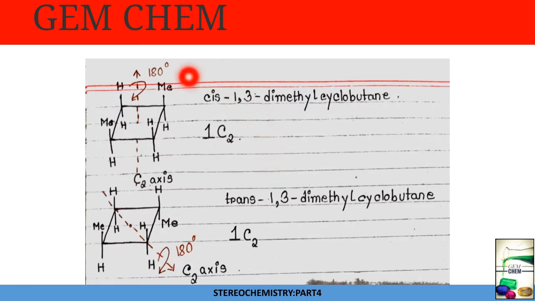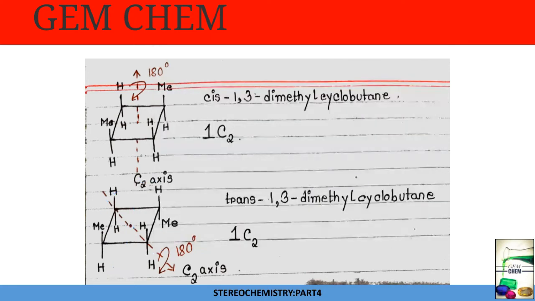Now another one, if we see this one, see here on 180 degree rotation, this methyl goes here, this methyl comes here, whereas this hydrogen comes here and this particular hydrogen goes there. So it possesses one C2 axis. This is cis 1,3-dimethyl cyclobutane. For the next part, if we try to rotate from this way, that is, if we consider this axis present here, then this will go here and this carbon will come here, and ultimately the same identical structure will not be obtained. So here there is a change.